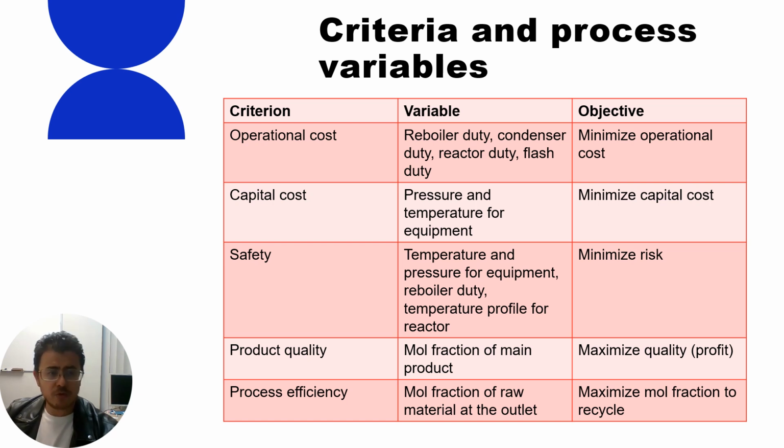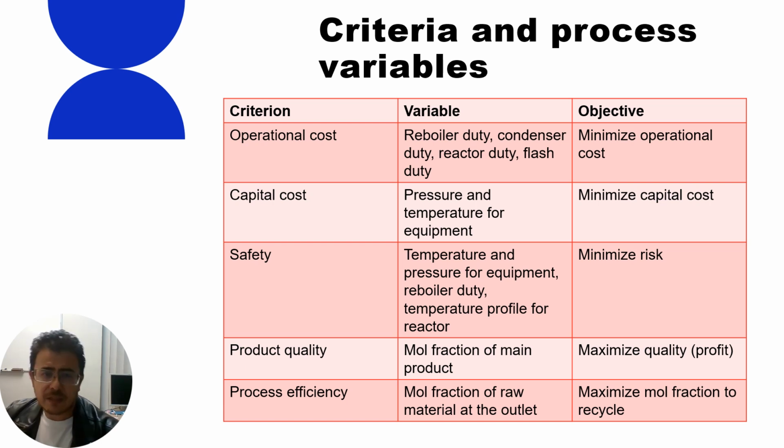The capital cost could be related with the pressure and the temperature of the equipment, because for high pressure, maybe we need equipment with more thickness, or with high temperature, maybe the material needs to satisfy some specification in order to avoid deformation because of the temperature, and we need to minimize the capital costs.